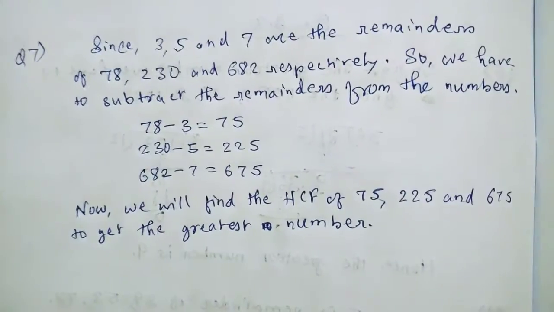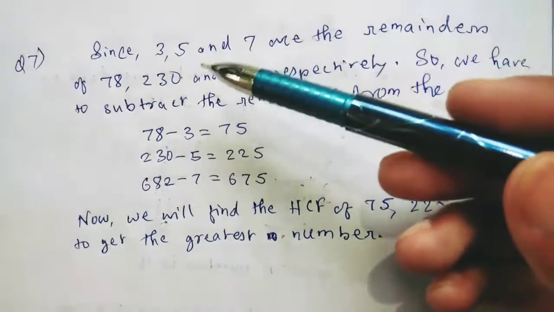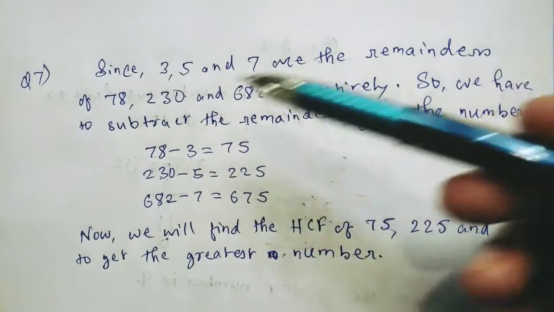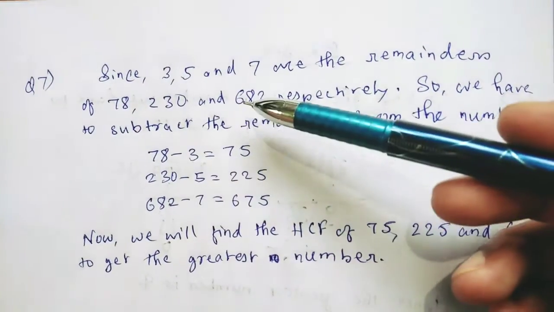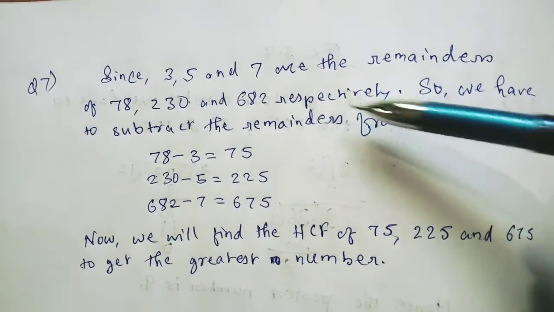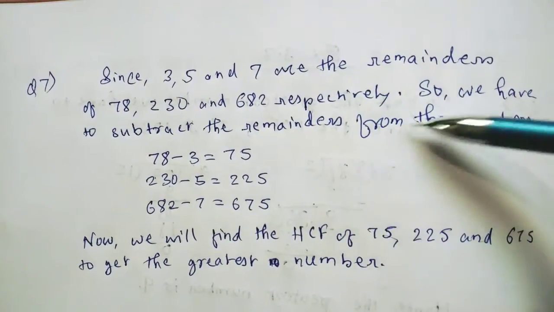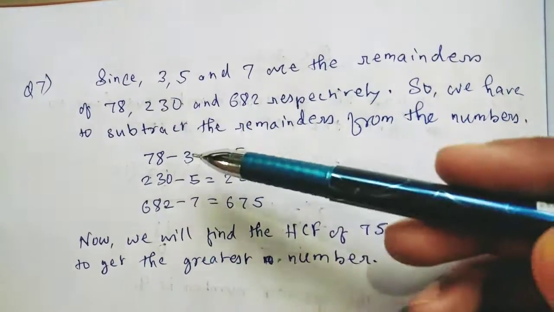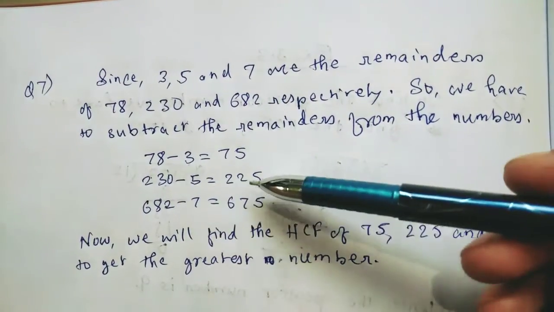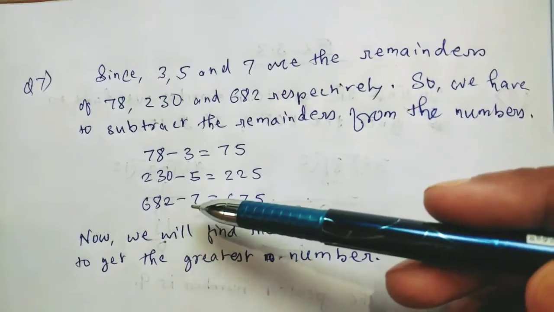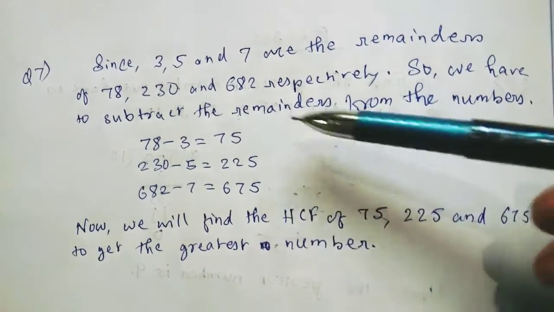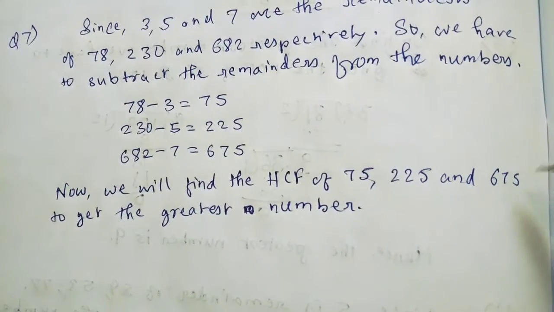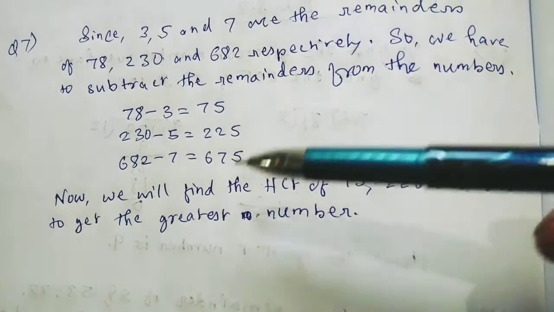Okay students, see here question number 7. Since 3, 5 and 7 are the remainders of 78, 230 and 682 respectively, we have to subtract the remainders from the numbers. You have to write it like this. Then 78 minus 3 is 75, 230 minus 5 is 225, 682 minus 7 is 675. Now we'll find the HCF of 75, 225 and 675 to get the greatest number.